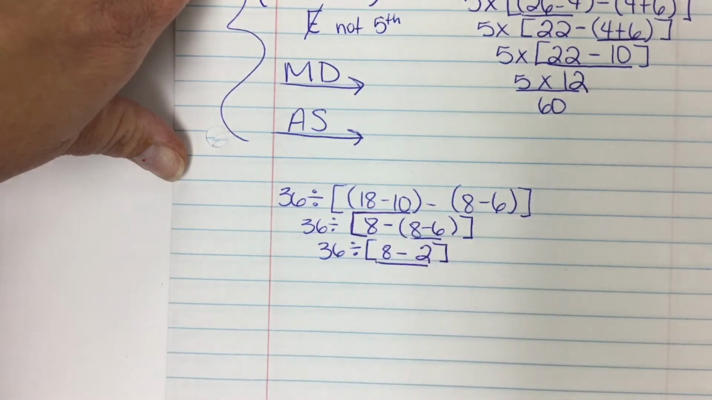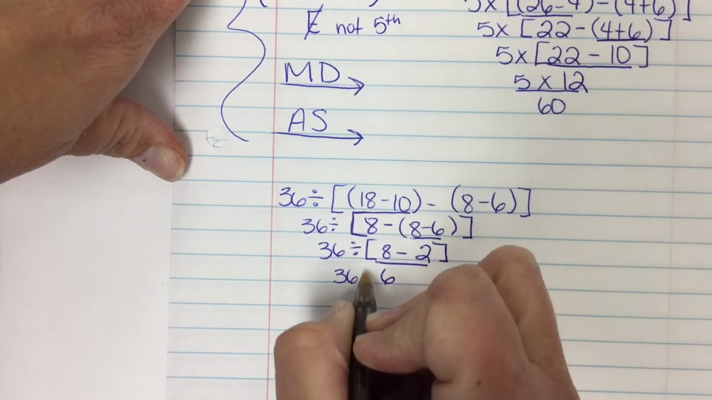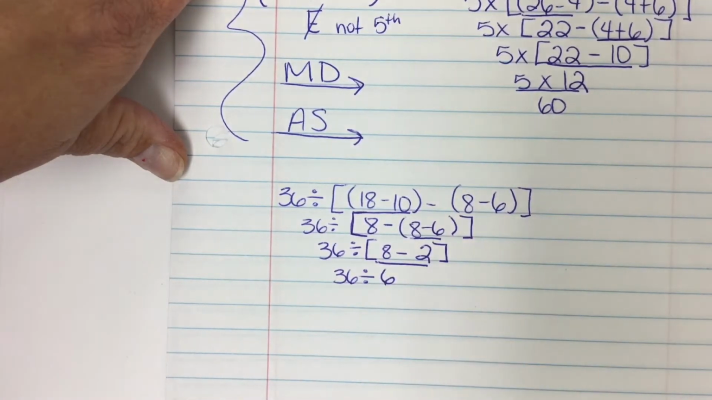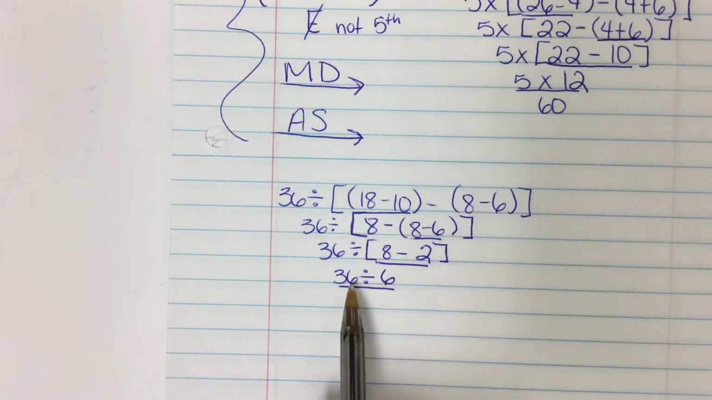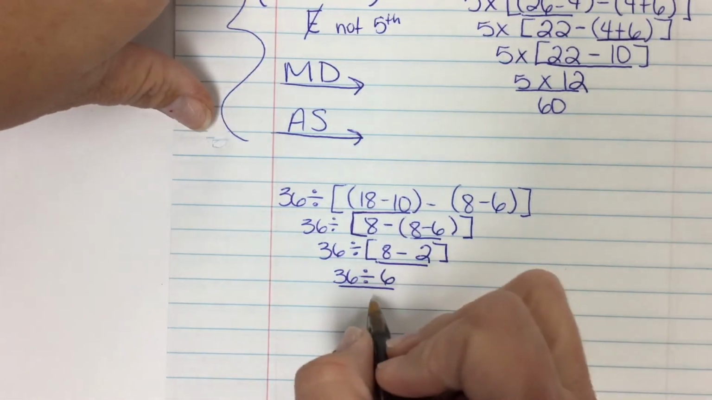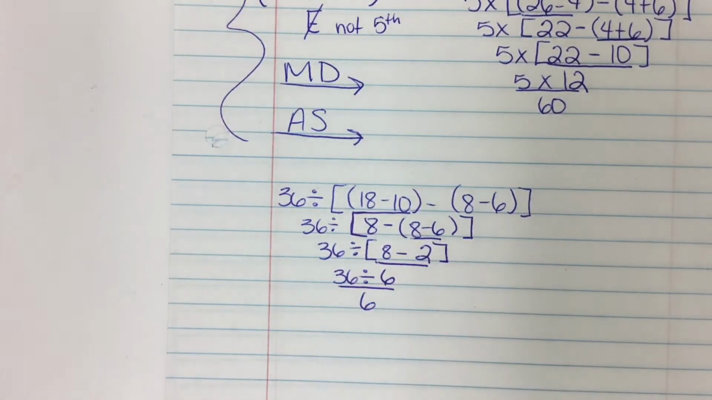What do you solve next? 8 minus 2 is 6. Bring down 36 divided by 6. And now 36 divided by 6. So in other words, 6 times what number gives you 36? What can you multiply 6 by to get 36? All right, you should have said 6.